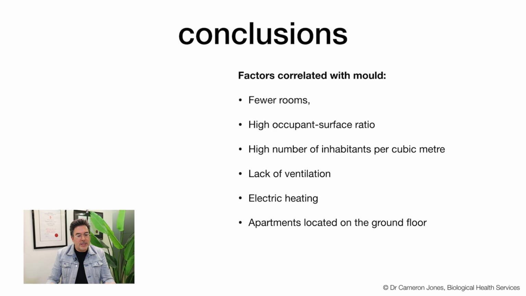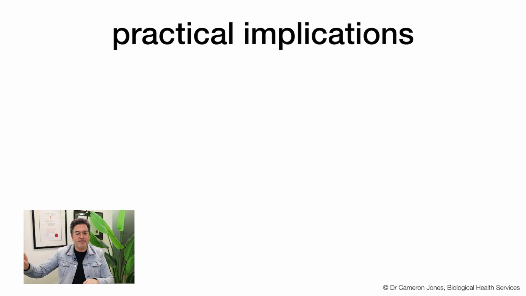And apartments located on the ground floor are overwhelmingly prone to having problems with water and mold. And apartments or homes that have elevated indoor humidity, of course, are more likely to have mold. And the no-brainer, a property that has a history of water damage is likely to be correlated with mold exposure. Now, what are the practical implications of this?